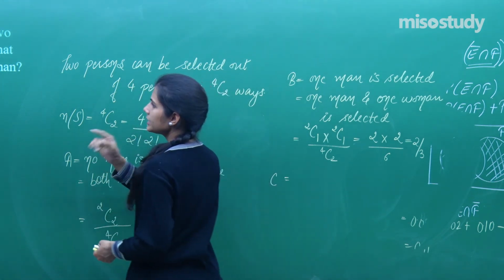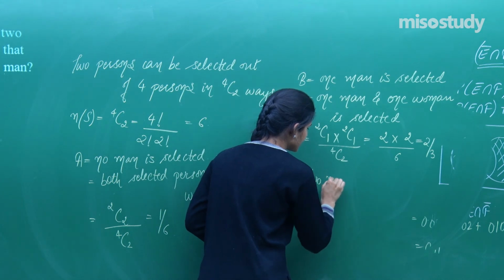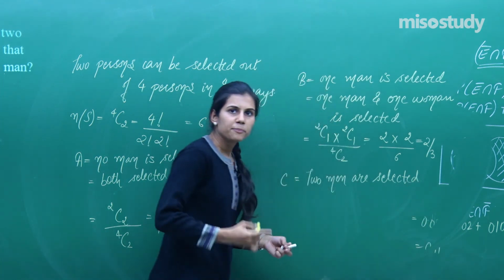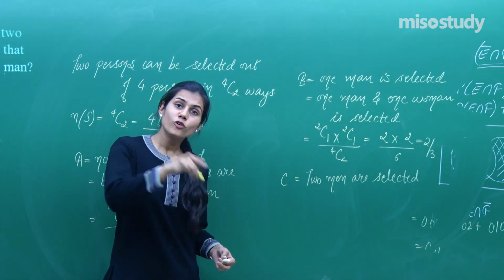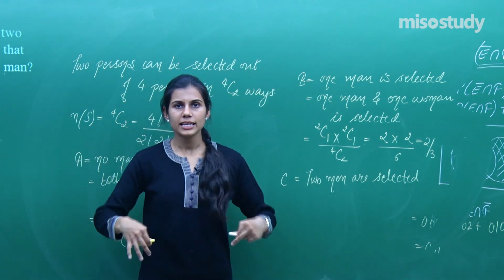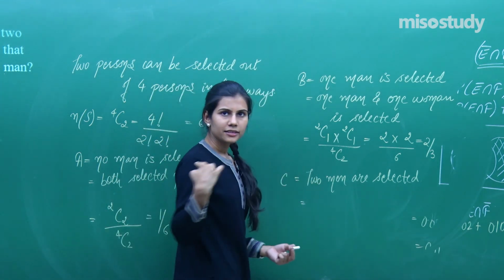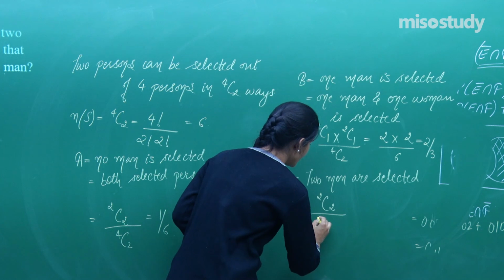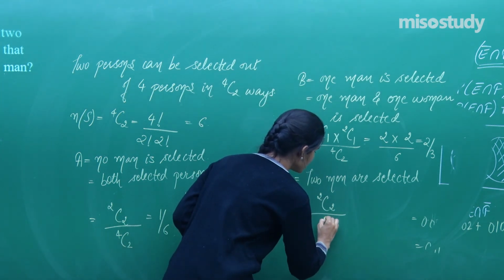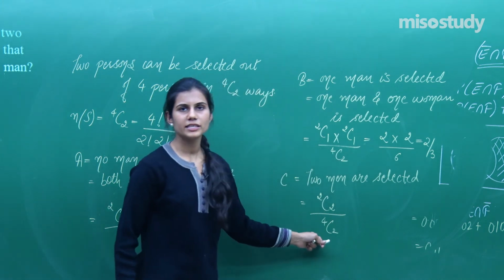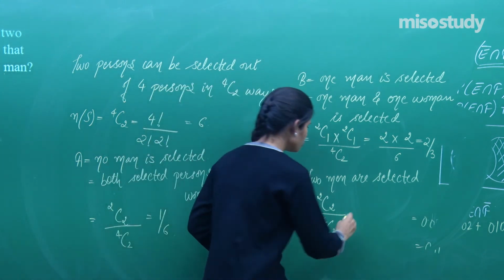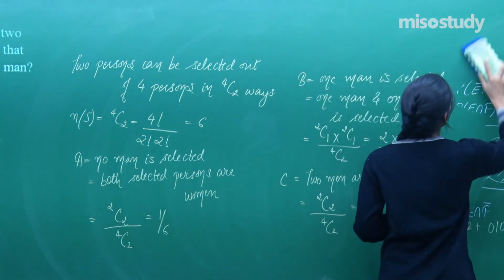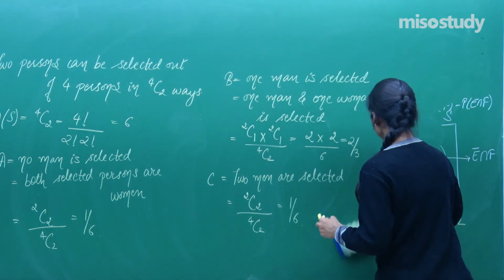Next I have event C. Event C is 2 men. 2 men are selected. As it is, I want to select only 2 persons, and both I want to select men. Available I have only 2 men. That means from the available 2 men I will be selecting both of them. So clearly, just like in event A, 2 men can be selected out of 2 men in 2C2, that is one way, and here I have 4C2. That's the total number of ways in which 2 persons can be selected. Fine. 2C2 is 1 and this is 6, so this is my required probability. Clear? That completes the discussion over all the questions.